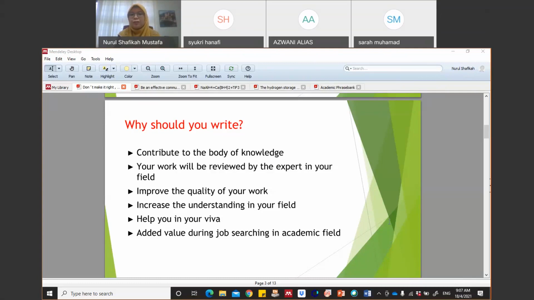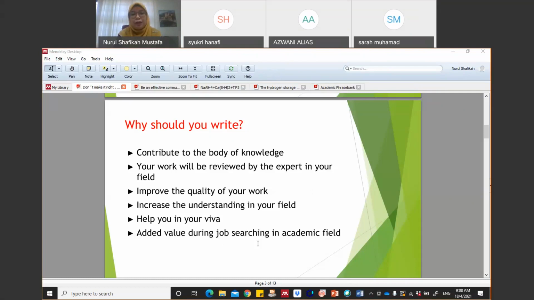Okay, and also it can be one of the added values during your job searching in the academic field. Okay, this is based on my experience, because when I finished all my PhD and I wanted to search for a job, I emailed all my resume and all my certificates and list of my publications during my master and PhD. And actually in the academic field, if you hantar dekat mana-mana journal, mana-mana university, this is one of the added values.